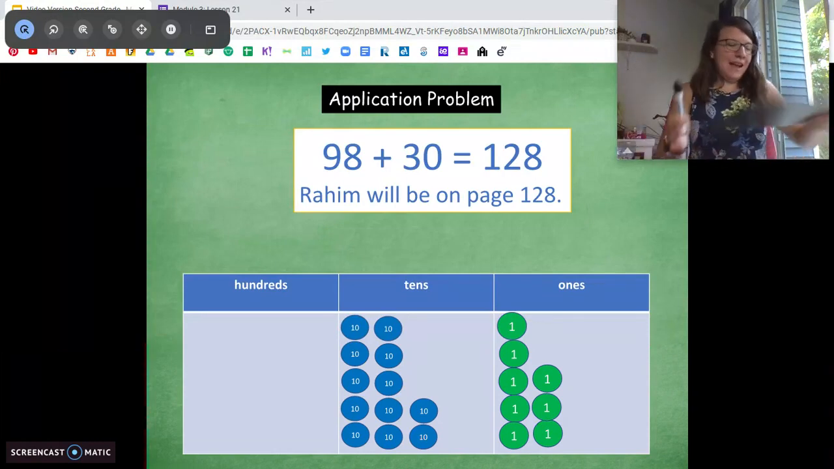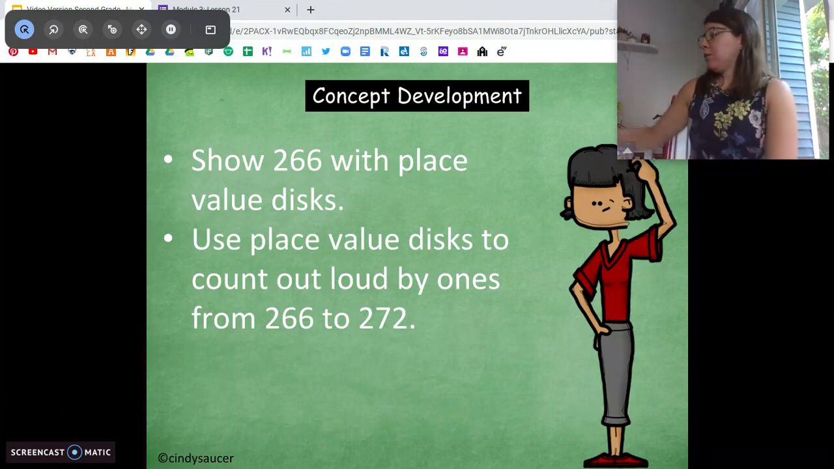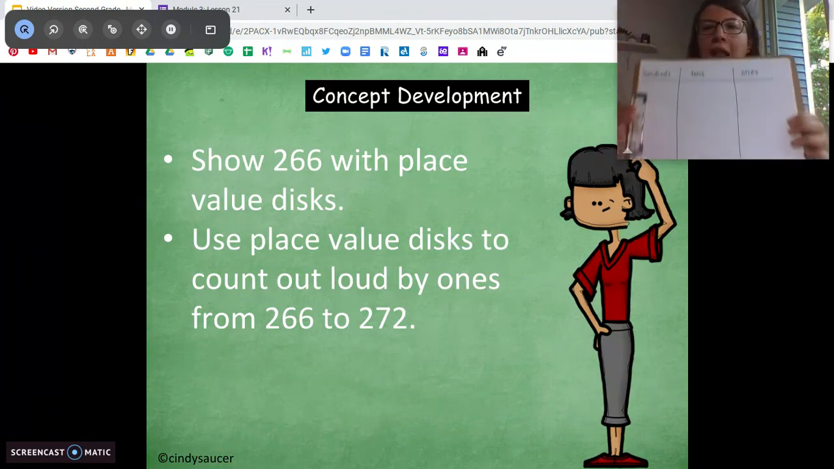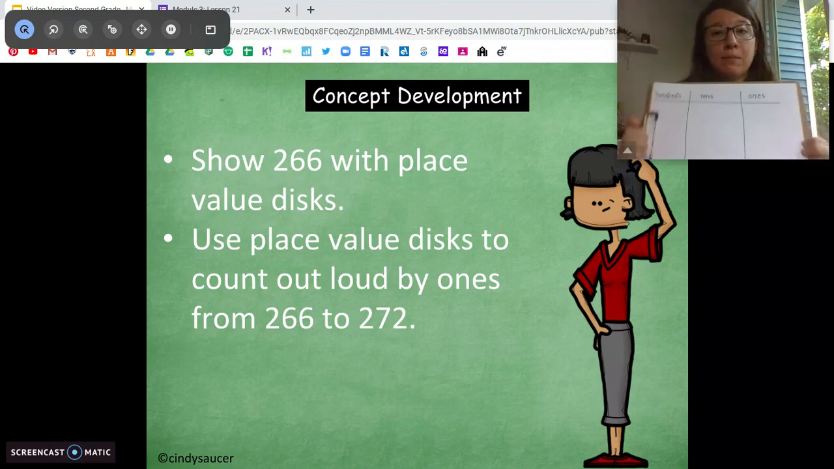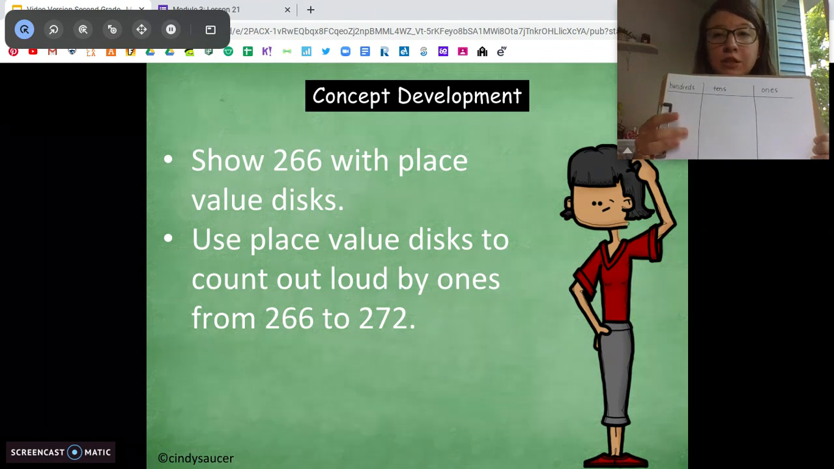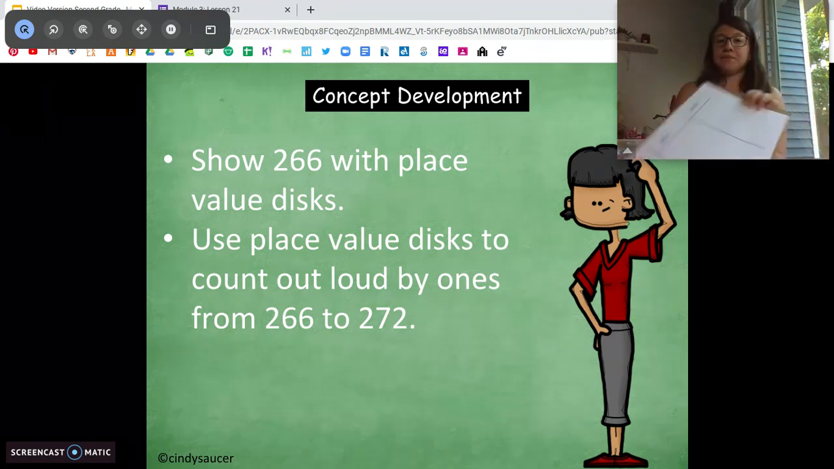Awesome work. All right, let's get into our pattern counting. So take out your place value chart. And I want you to start with making the number 266. Make 266 on your place value chart now. Pause the video, do that. Come back when you're ready.